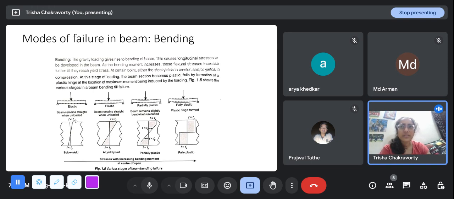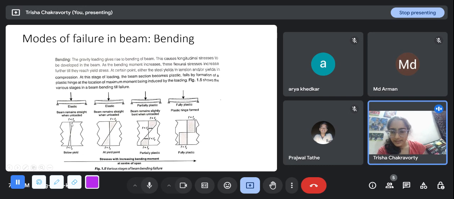Even in the RCC code IS 456, it was mentioned stepwise. Just check this criteria. If it passes, go to this step. Otherwise, do this, and like that. But there you won't see the details of the behavior of the structure, that this is how the structure is going to behave.